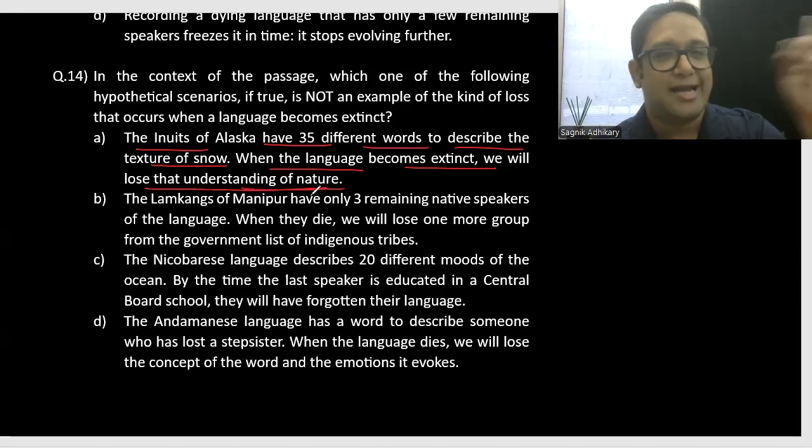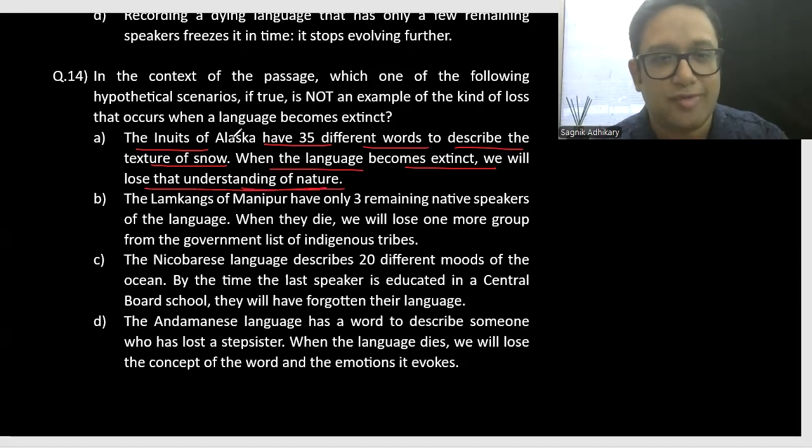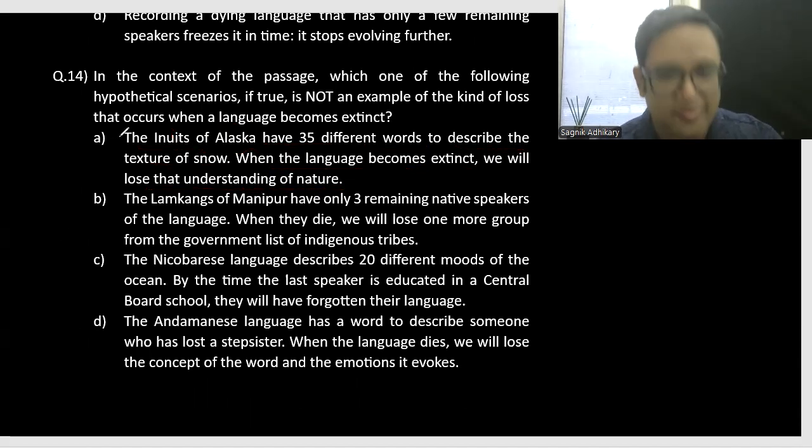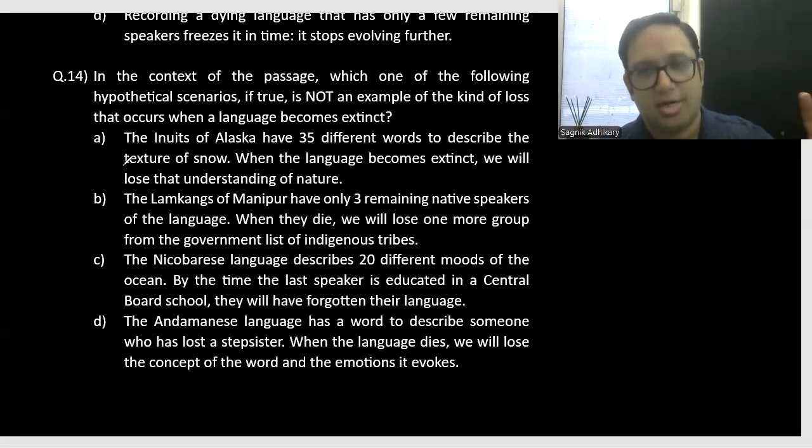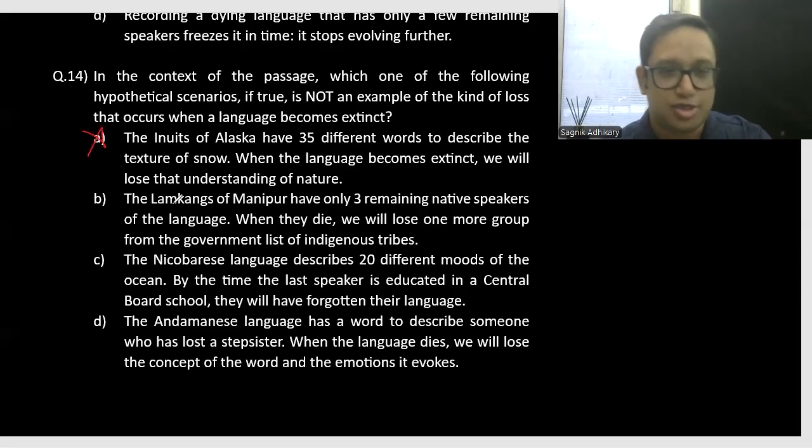Understanding of nature is an aspect of culture that would be lost when the language of the Inuits of Alaska is lost. This is very much an example of a loss of something which is environmental, which is related to the culture of the speakers of the language. So A is not a valid choice.